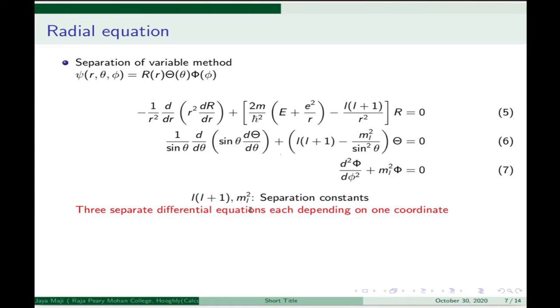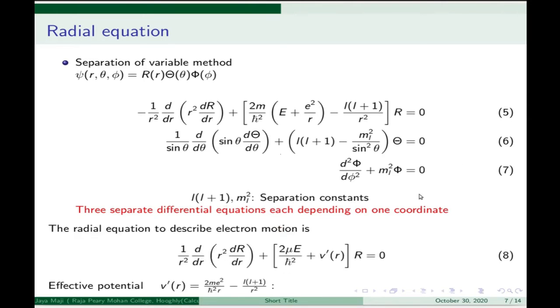These are the separation constants and are required to split the equation into three separate differential equations, each depending on one coordinate, and we choose the constant in this particular form for mathematical convenience. We could have considered L instead of L into L plus 1, but to have proper 2 pi periodicity in the solution, we choose such forms of the constants.